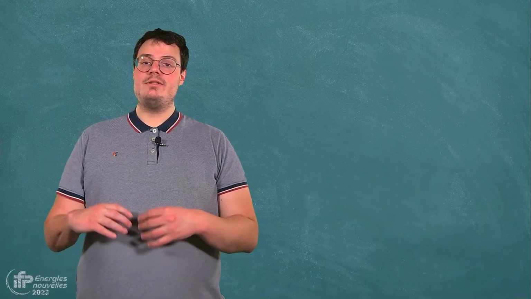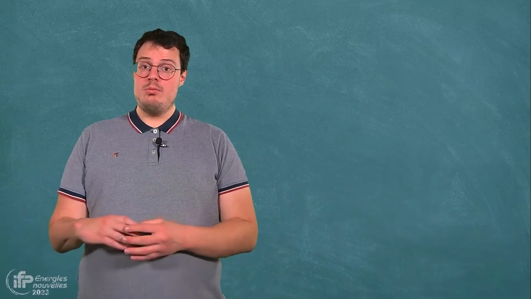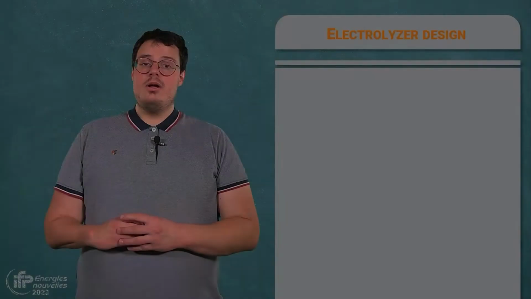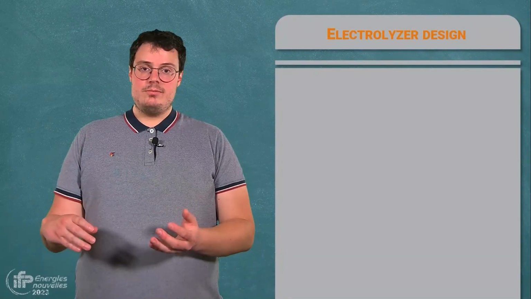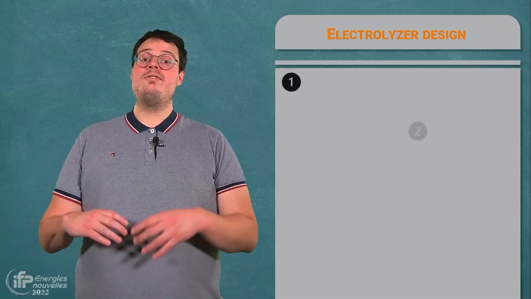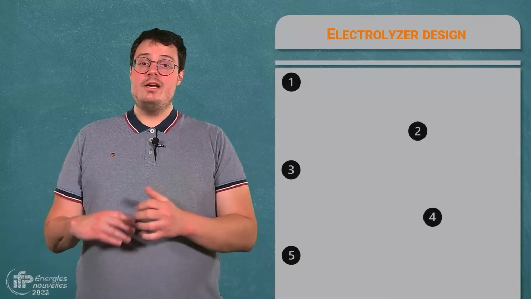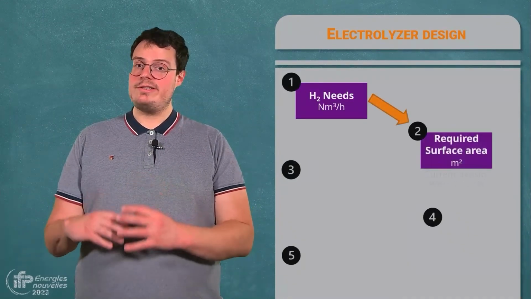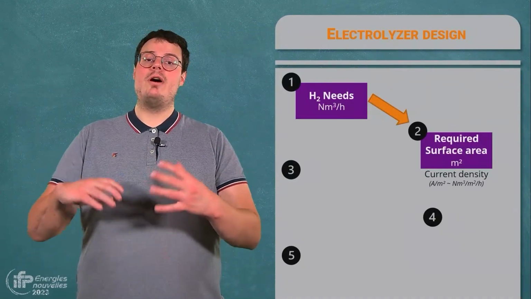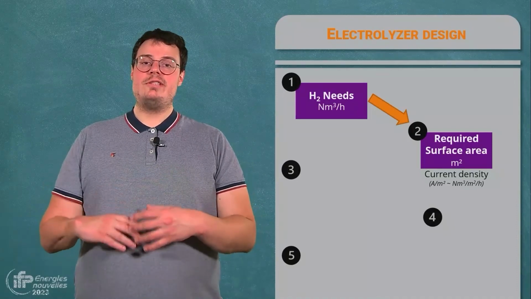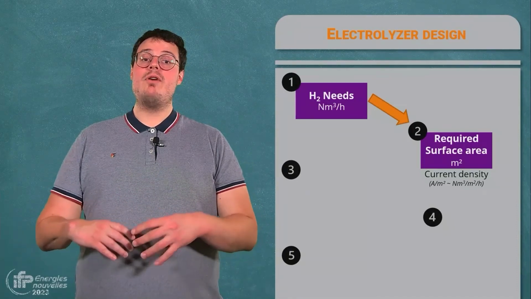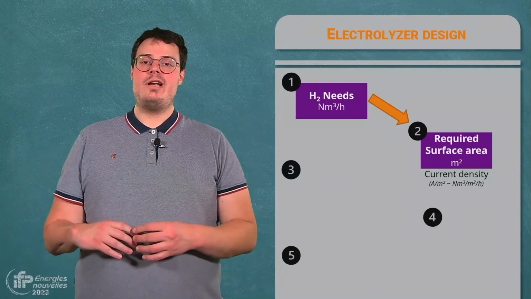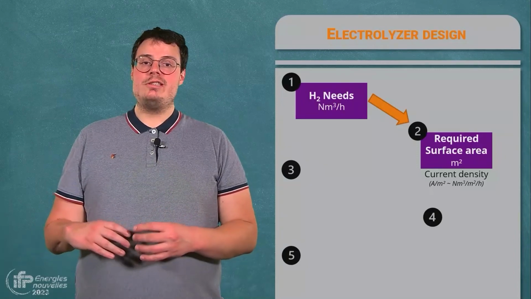Now that we have detailed the different components of the balance of plant, we can move on to see how the electrolyzer and the system are designed. Regardless of the technology chosen, the sizing of an electrolyzer follows 5 main steps. Firstly, the hydrogen requirements are defined. This then defines the electrolyzer surface area needed to produce the required amount of hydrogen. This area will depend on the technology chosen. It is systematically oversized to take into account the aging and loss of performance during the life of the electrolyzer, which is generally 20 years.